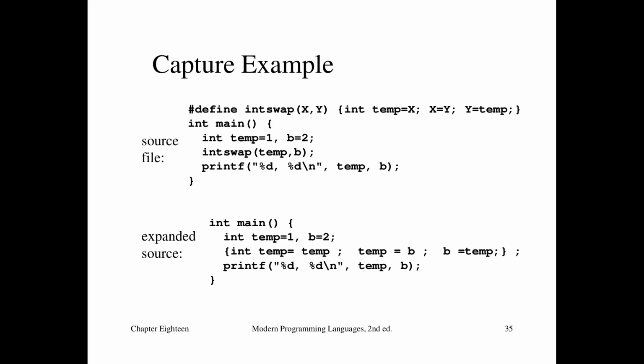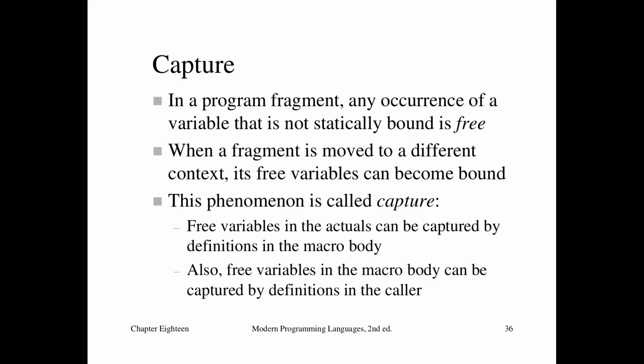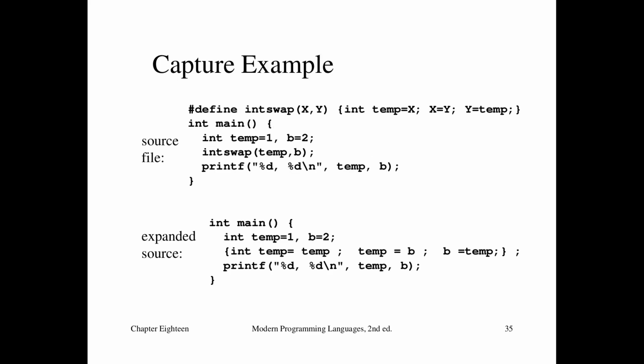Furthermore, temp equals b and b equals temp. So all this is not making any sense when we look at this code, and it will end up causing a compilation error most likely. Basically, capture, as I said before: if we have a program fragment, any occurrence of a variable that's not statically bound is what we'll call free. And so when a fragment is moved to a different context, its free variables can become bound, as we saw before. We're binding in temp, right?